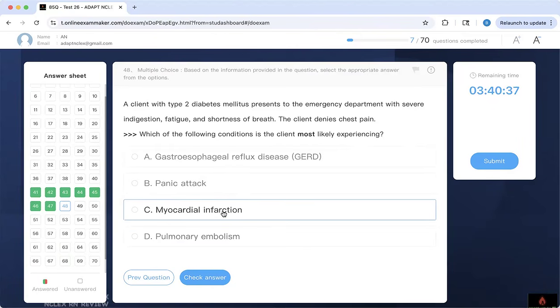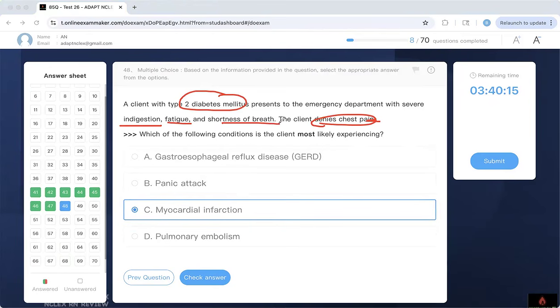But I can tell you, this is myocardial infarction. The patient is having a heart attack. Why? Diabetes patients are very atypical in their presentation. Because of the neuropathy, they usually don't have true chest pain. That's why they deny chest pain, but they will consider their chest pain as indigestion. They get tired and they have pulmonary symptoms. This is a classic diabetes patient having a myocardial infarction.